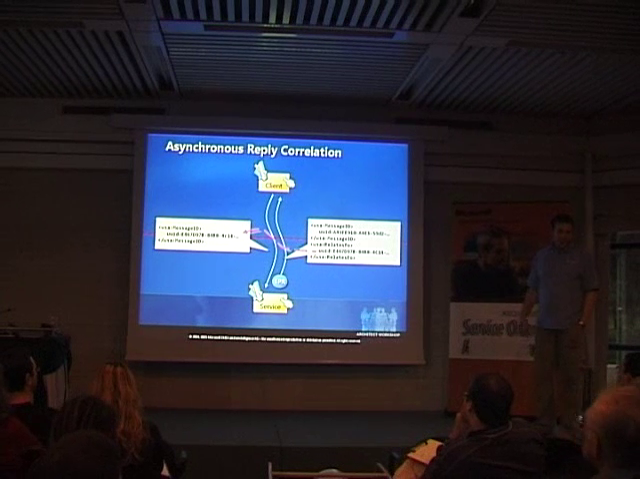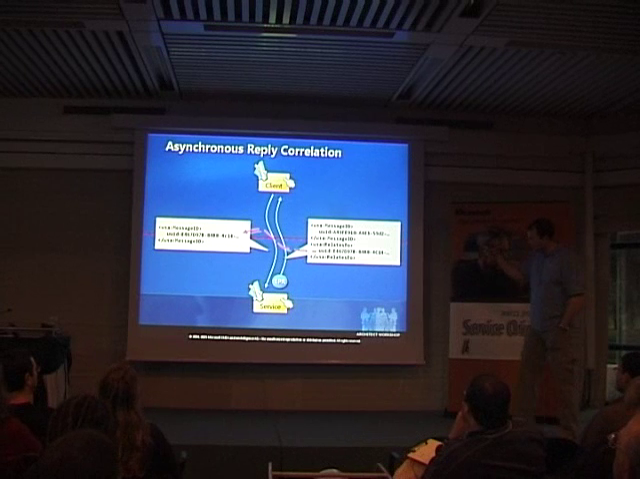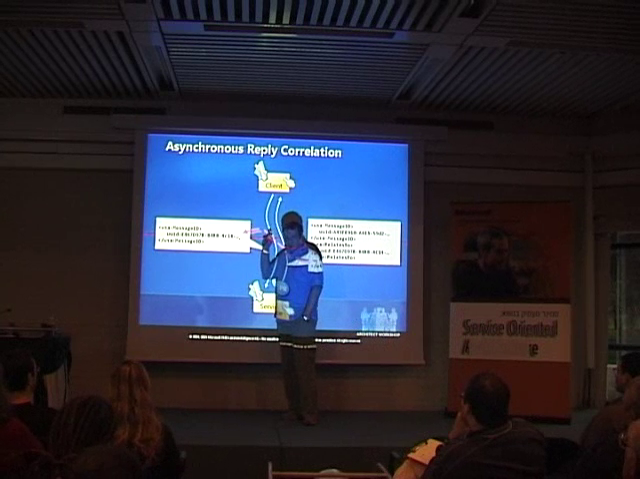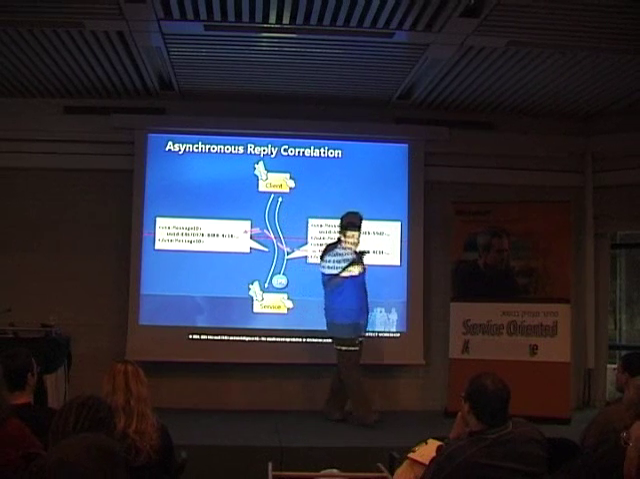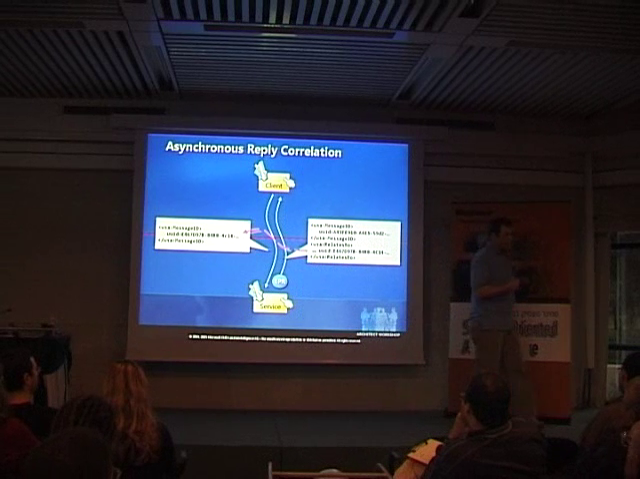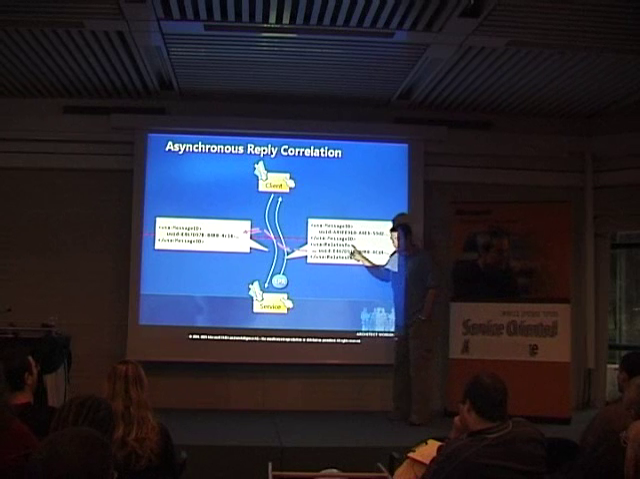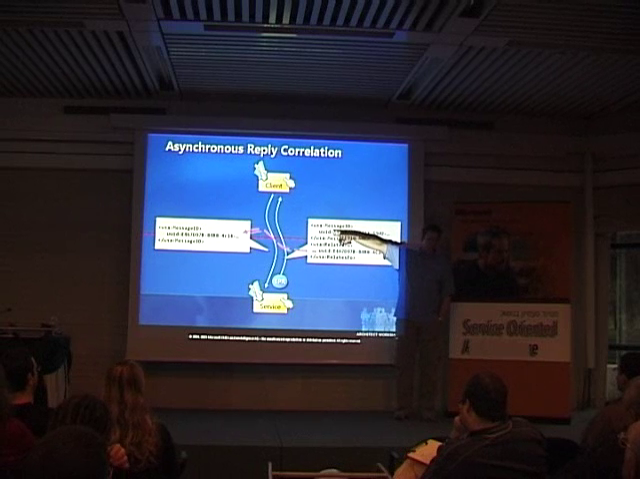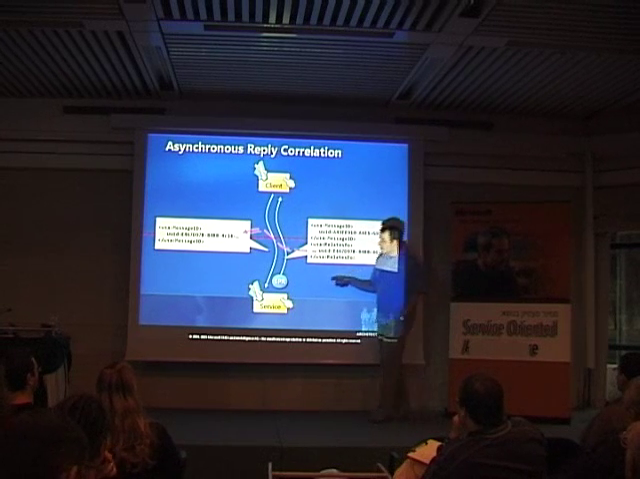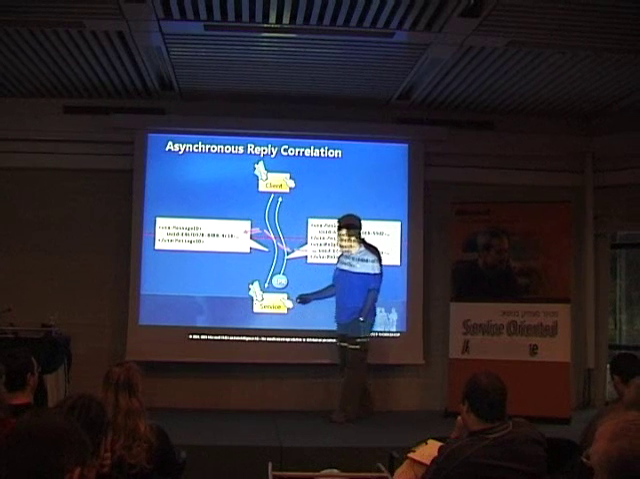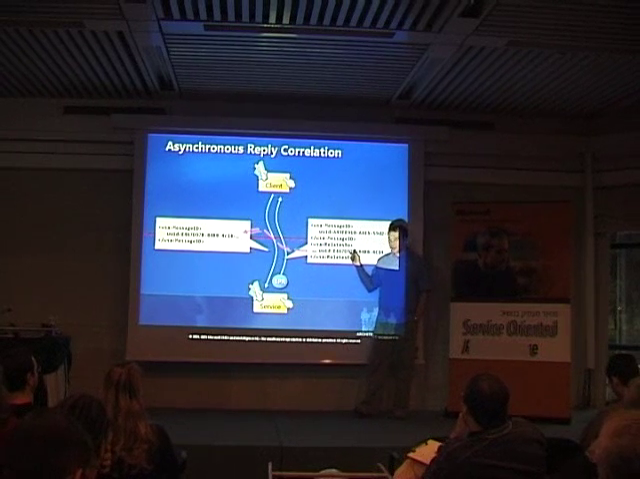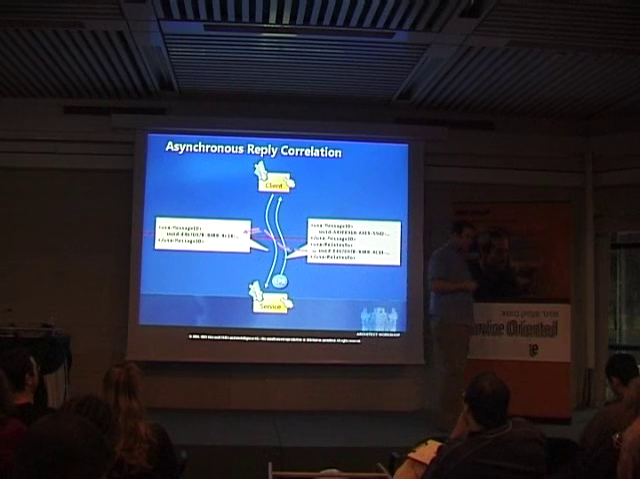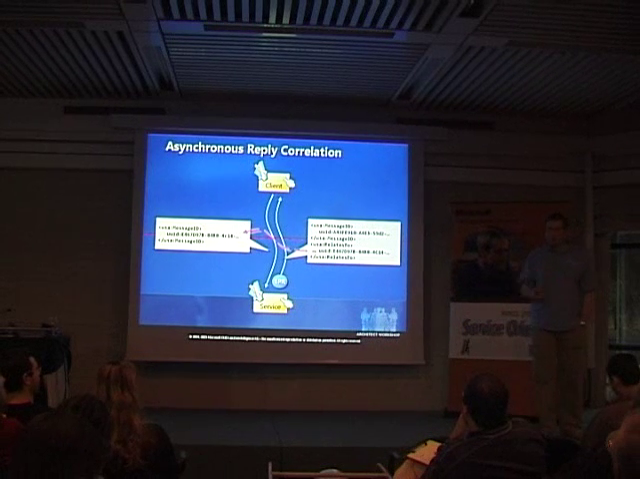Asynchronous reply correlation, message ID. Message ID is a UUID or any other URI. UUID is the easiest one because you need to generate a lot of those and they have to be unique for every message. And you have a relates to field. The relates to field contains the same value as the incoming message ID if you want to correlate messages. So this is a request and the response to that request contains the same UUID or the same URI, to be precise, as the incoming message ID. And every message, whether it's a request or response, always has its own message ID.